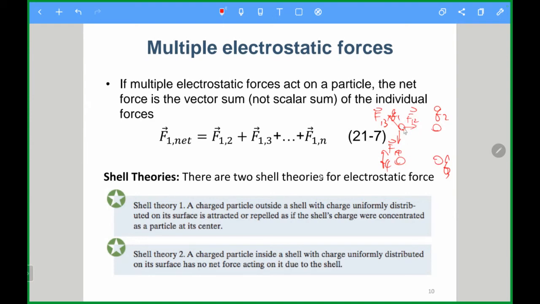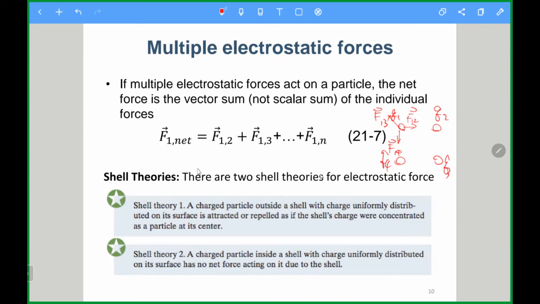We need to find the forces one by one, and then add them together with the vector sum, which means that you need to decompose the force into, say, x-axis and y-axis components, and add the x-components and y-components together to find the vector sum. So if multiple electrostatic forces act on the particle, the net force is the vector sum of the individual forces. You need to find them one by one and add them together.